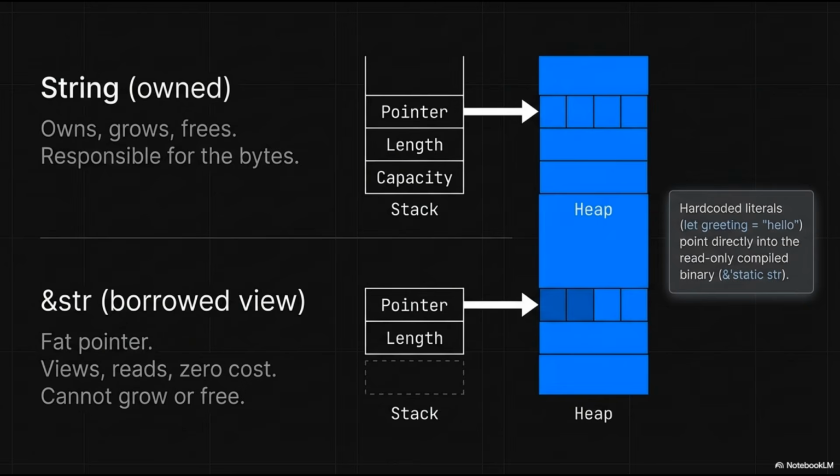Right, so a string slice, ampersand str, is merely a view into a sequence of UTF-8 bytes that it does not own. Just a view. Yes. In memory, it's what we call a fat pointer. It only consists of 2 words on the stack, a pointer to where the text starts, and a length telling it how many bytes to read. So it has no capacity. No capacity at all because it cannot grow. It doesn't own the data, so when the ampersand str goes out of scope, nothing is freed. It's literally just a read-only window.